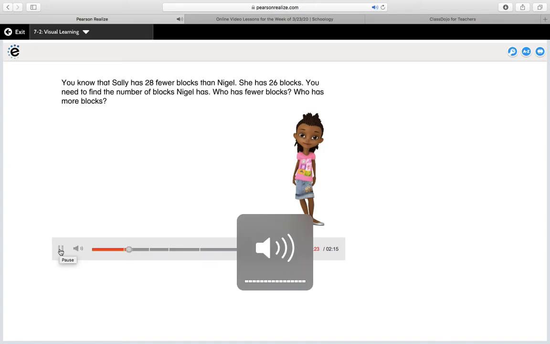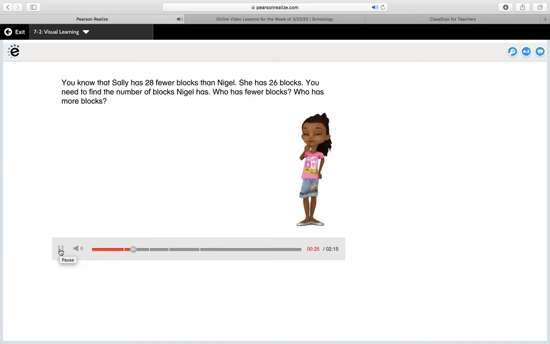You know that Sally has 28 fewer blocks than Nigel. She has 26 blocks. You need to find the number of blocks Nigel has. Who has fewer blocks? Who has more blocks? So we know that Sally has 28 fewer blocks than Nigel and she has 26 blocks. So let's see. We're trying to figure out how many blocks Nigel has.